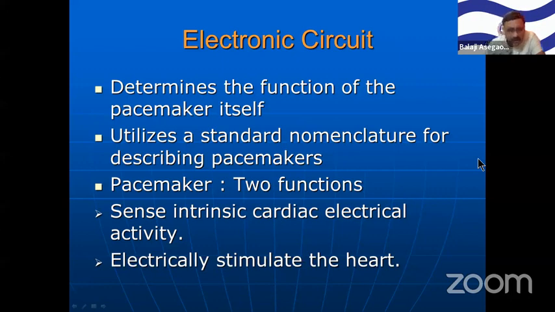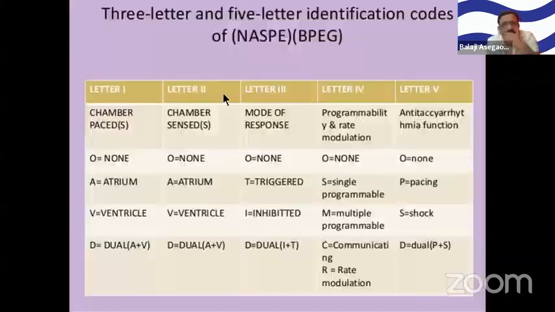Now, this electronic circuit determines the function of the pacemaker itself. And whatever pacemaker system is there, it has some standard nomenclature, which we are going to see in the next slide. So I already told you a pacemaker has 2 functions. One is to sense the intrinsic cardiac activity and the other is to electrically stimulate the heart. Now, the British pacing and electrophysiology group has given a nomenclature to the pacemaker system.